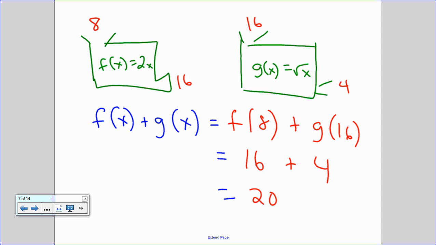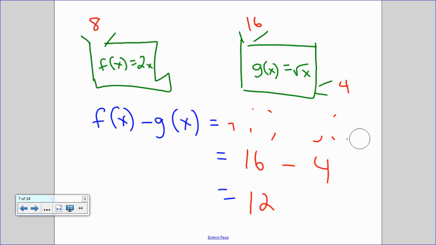So we can do other operations. We can change this plus sign into a minus sign. So we could say f of 8 minus g of 16 is 16 minus 4, which is 12. All right. Let's do some other numbers.